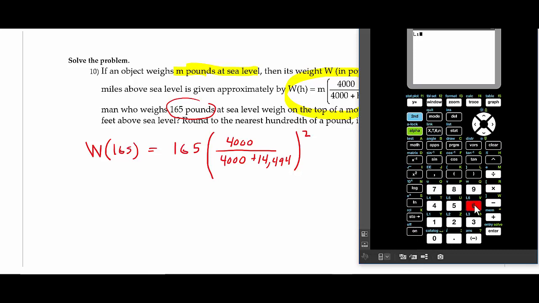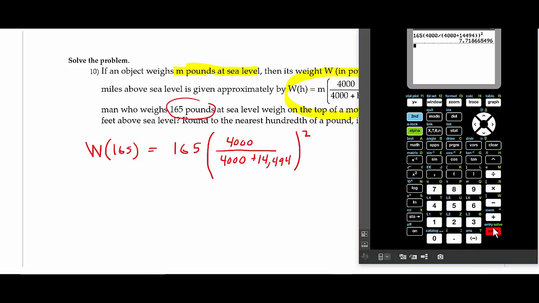Now I'm going to put this in my calculator in one step. So I have the 165, parentheses 4,000, then divide by, now if you do this in one step, you'd have to have that denominator in its own set of parentheses. So that would have to go like that. Double up on the parentheses and square it. If I got my calculator right, let's see what this is. I did something wrong. There's no way in the world that person could weigh 7 pounds.